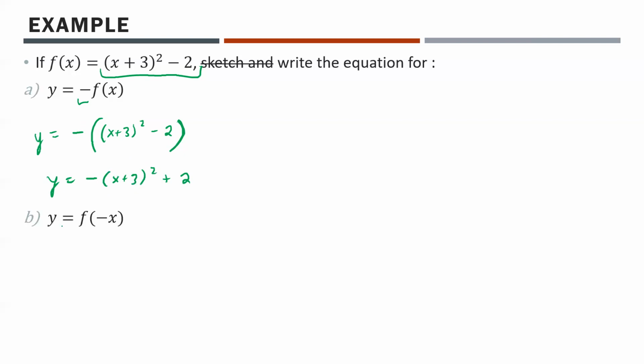Now, as for this other one, y equals f of negative x, this one's going to be a little more interesting. We have to replace every x we see with a negative x. Now, the good news is in this question, there's not very many x's to be changed around here. So instead of saying x plus 3, we have to say negative x plus 3, and then squared minus 2. That's actually all we got to do on that one. There's no more cleaning up we can do on that.